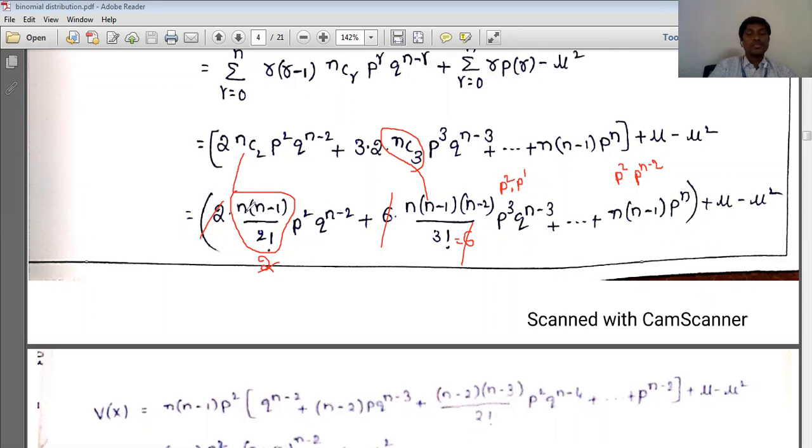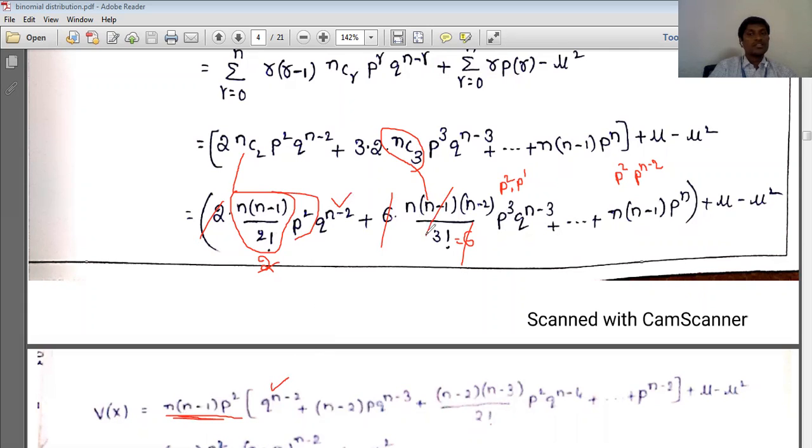Now if you observe this one, in each and every term n into n minus 1 is common. That's why we took it common here. N into n minus 1 p square we took common. And what about the remaining? This one we took common up to this one, and only this is the remaining term, so q power n minus 2.